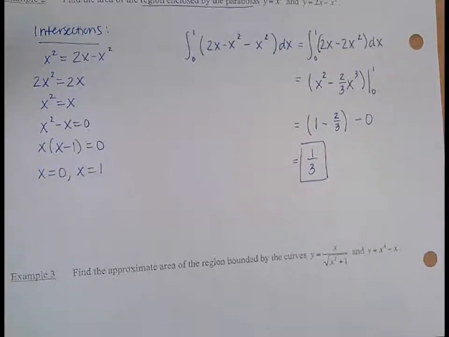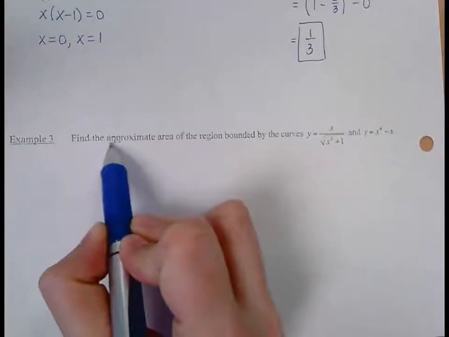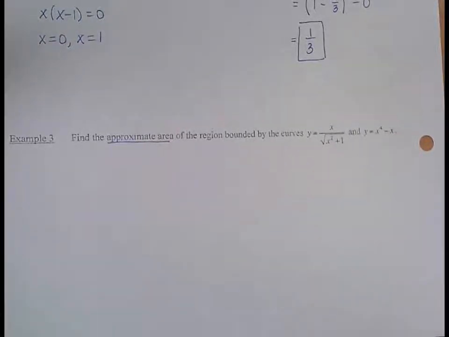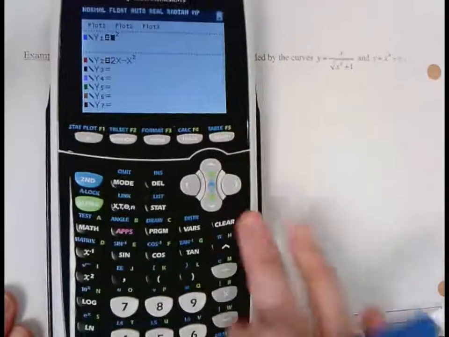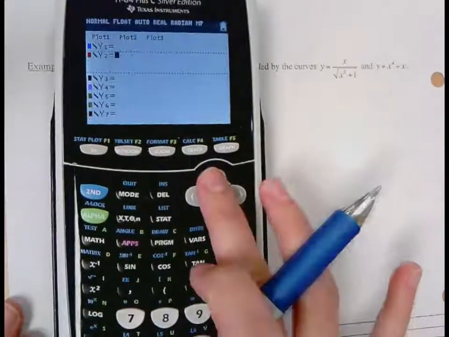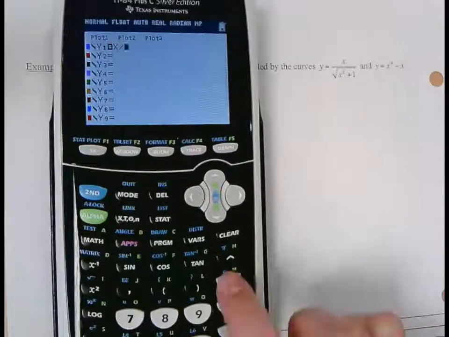Okay, the third one then, a little different yet. So this one says to find the approximate area of the region bounded by the curves y equals x over the square root of x squared plus 1 and y equals x to the 4th minus x. Again, you're not given A and B, so these two curves must intersect. Then this one would have to be a calculator question, yeah.